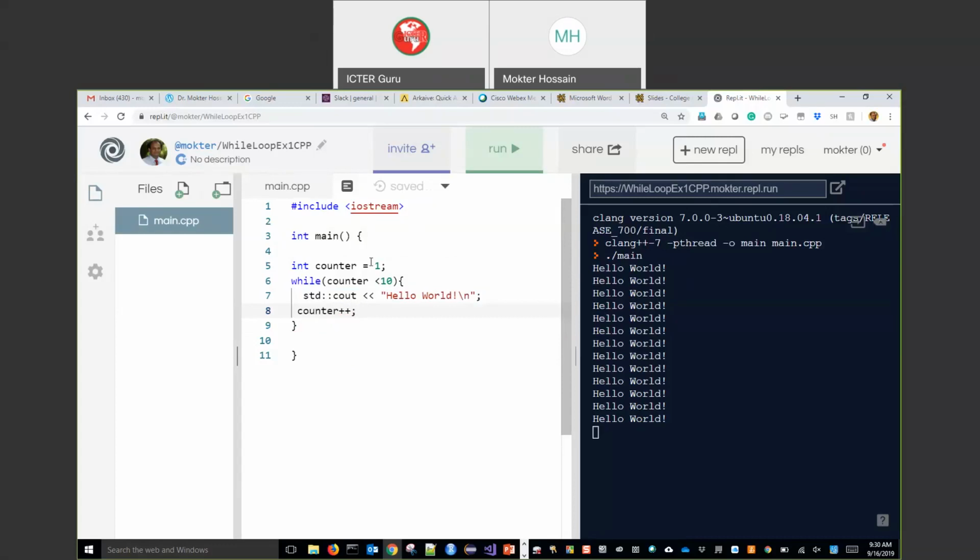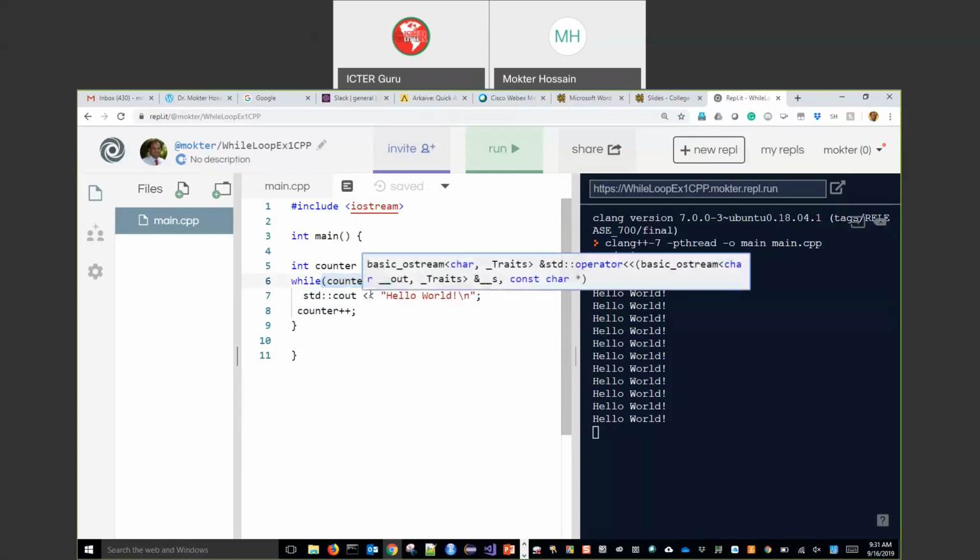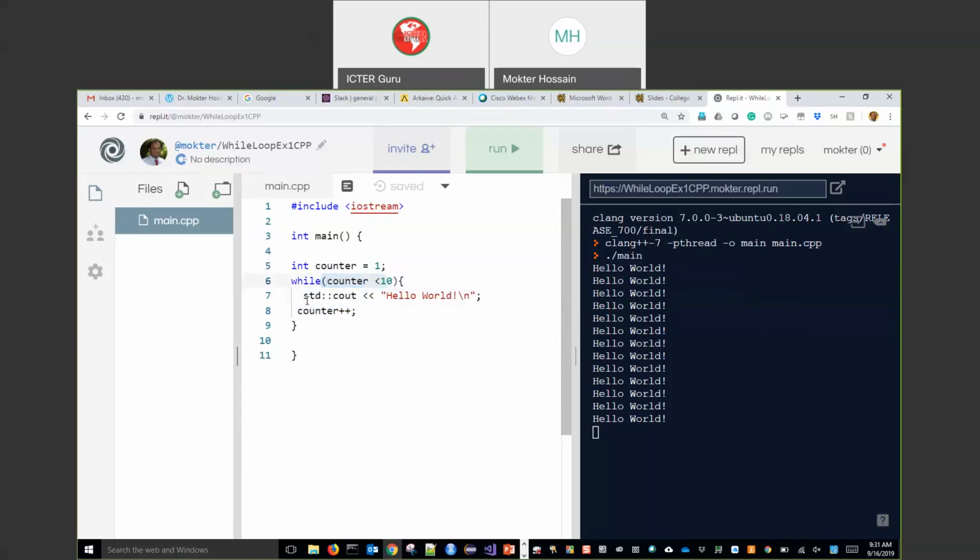So at this point what will happen: it will start with counter equal to 1 and it will ask, is counter less than 10? Yes, right? So then it will print this and increase counter by 1. Then in the second phase counter will be 2, right? And then it will come here and check, is my counter less than 10? Yes, right? 2 is less than 10. So then it will execute this statement again, and it will increase counter by 1 again.